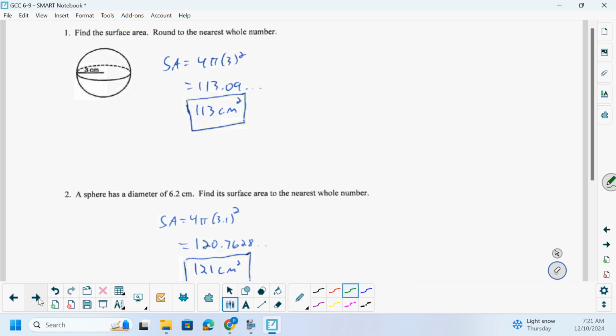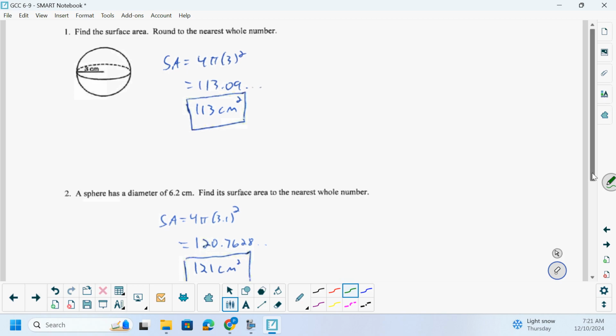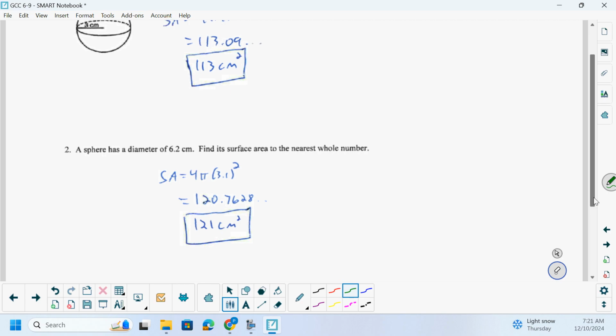In this first one, we basically just had to take our radius, fill it into the surface area formula, and round to the nearest whole, so we had 113 centimeters squared because it is an area. Number 2 was just marginally more difficult because you had to divide the diameter by 2 to get the radius. We had 121 centimeters squared.